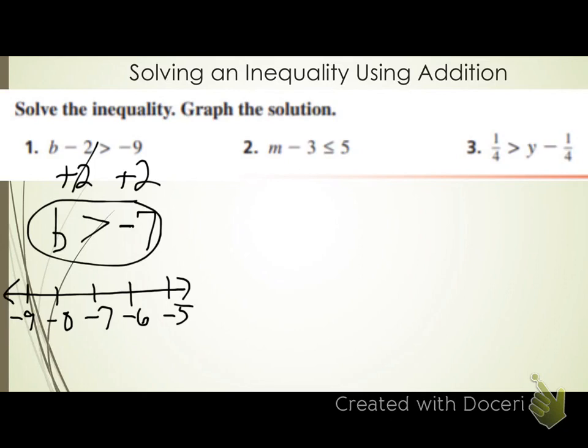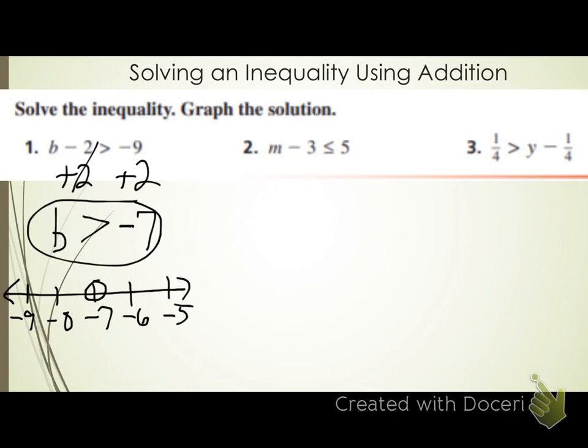Open or closed circle on negative 7? Open. There's no line underneath my inequality symbol. So what does that mean for negative 7? Is negative 7 a part of my solution set or no? It is not. That open circle, that us not having that line underneath our symbol, means that negative 7 cannot be included in the solution set.